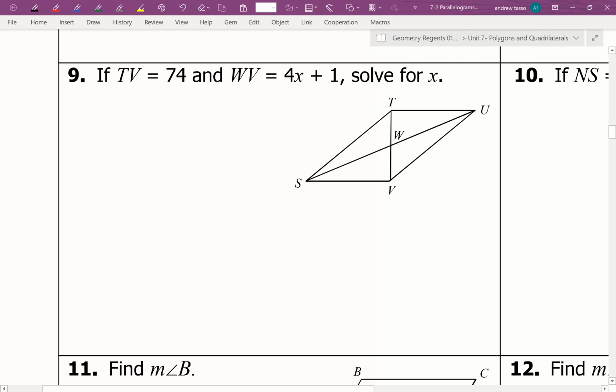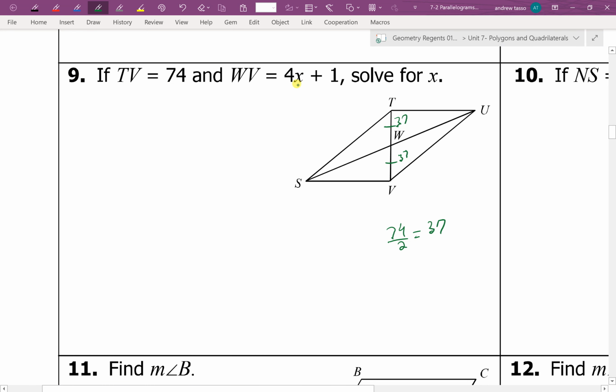Right, next up. So TV is 74. We know that this is being cut in half. That's one of the rules. So if we divide it by 2, that gives us 37. So these are each of length 37.